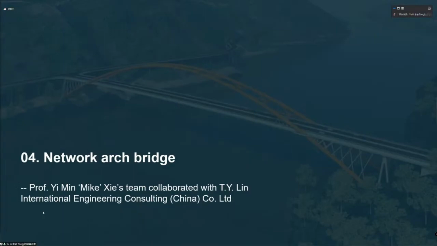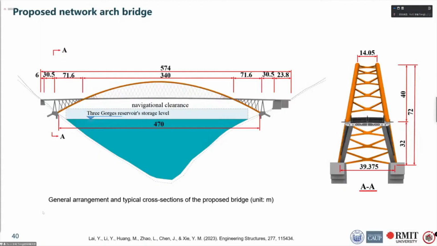The last project is about a lightwork arch bridge. This is a bridge proposed to be built over Yangtze River, and this is also a collaboration between our team and the TUNE International Company. This work has also been published in the Engineering Structures Journal. This arch bridge spans 470 meters. It's a half-through arch bridge with two main arches. We have done some form-finding work for the local structure of this bridge.